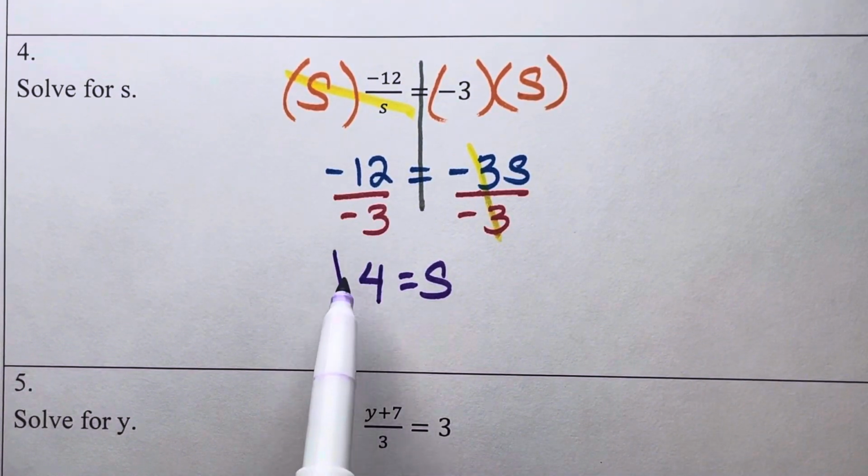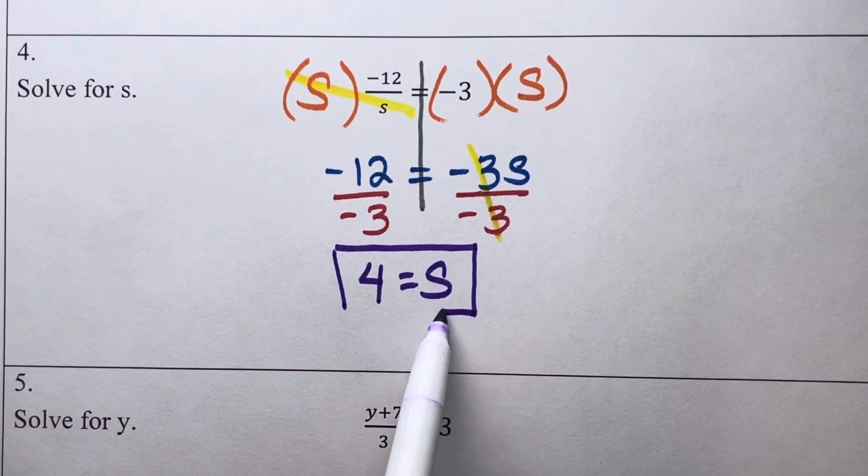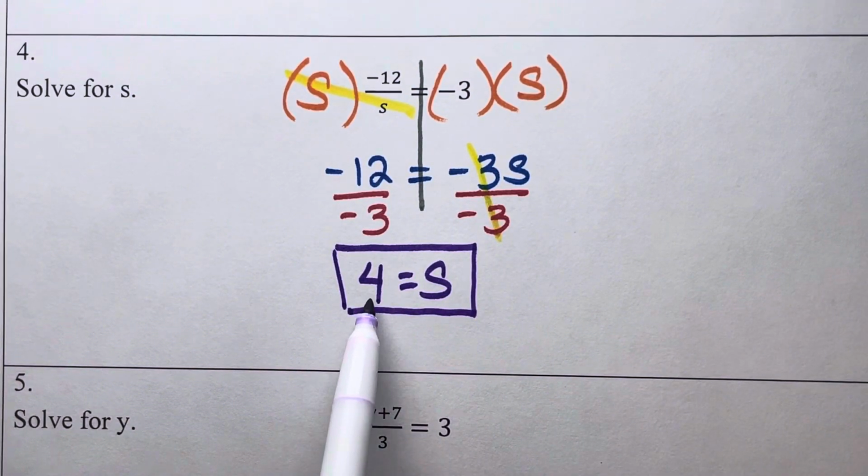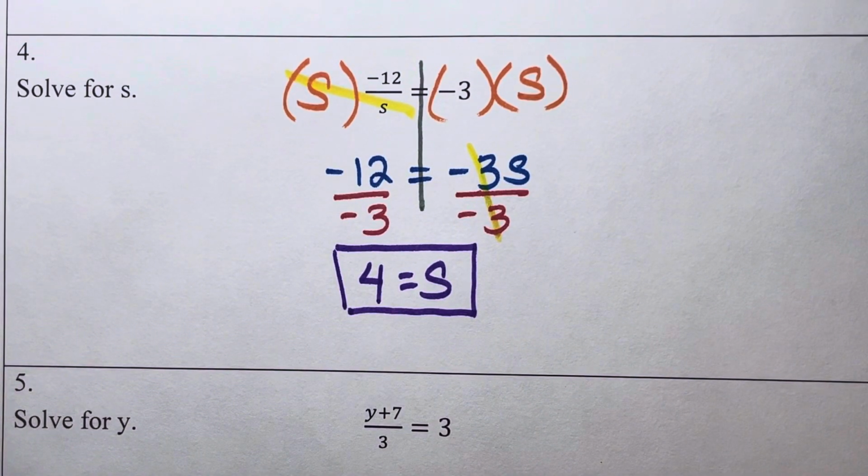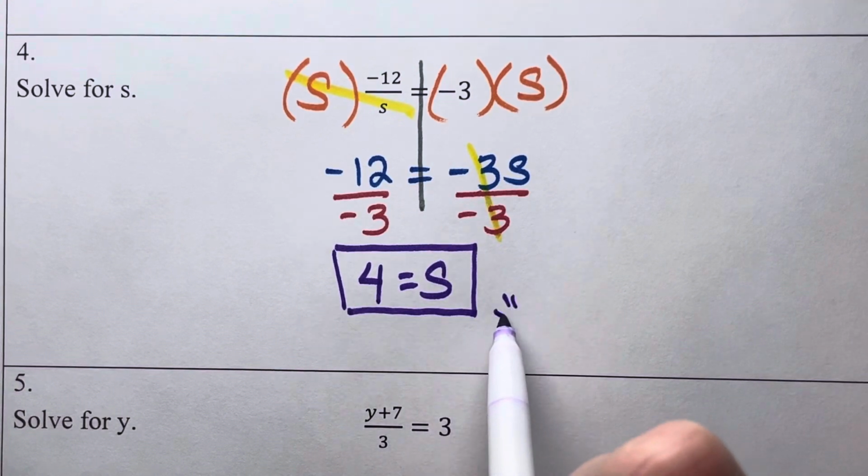Now this may seem strange that the variable is on the right and its value is on the left of your equation, but truthfully, it does not matter. It's just fine. It's just something to adjust your brain to. And there you go.